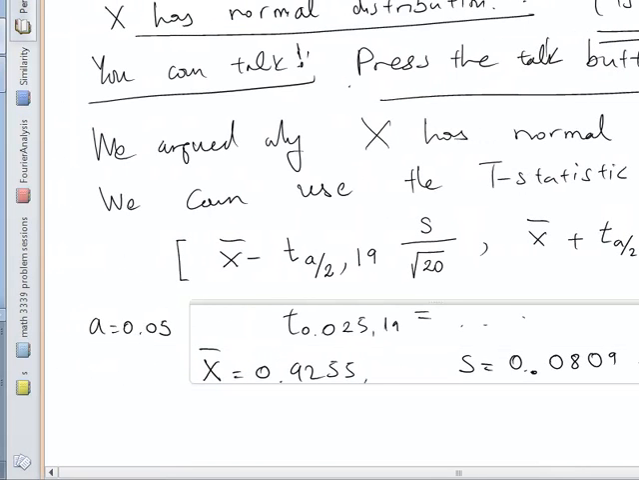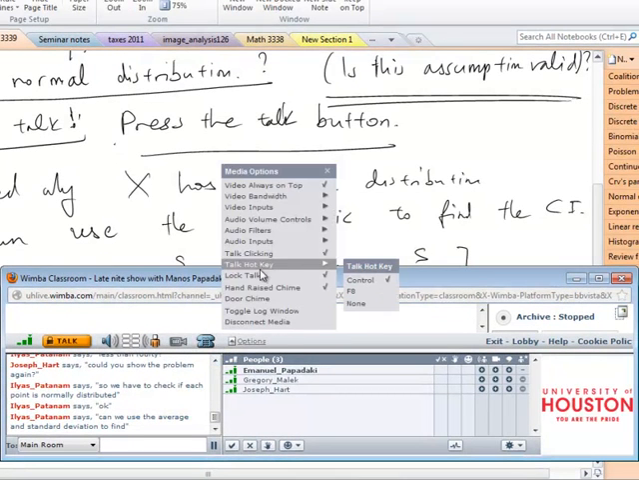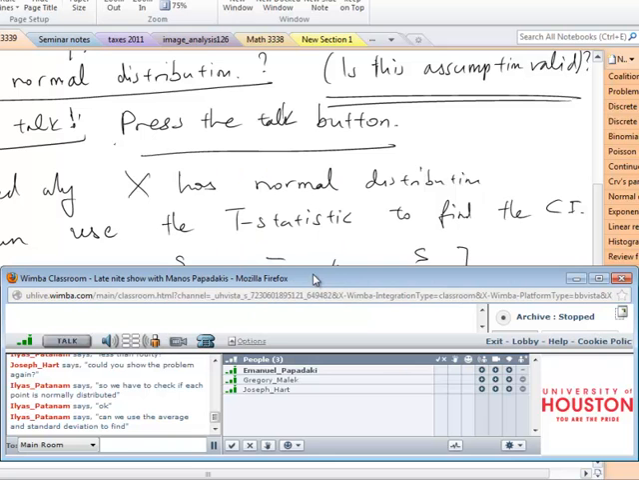Any questions? The class is interactive still. Any questions, Joseph? You can see when I lock the microphone, the cross that shows who is talking becomes orange. No question. Okay.